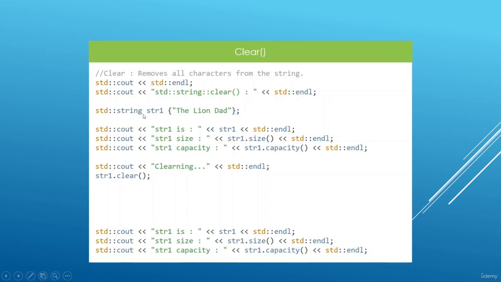We have an example here, str1, which is a string, and the content is the lion dad. We're going to print the size and capacity information, and we're going to clear it or clean it up. We do that by saying str1.clear to call the clear behavior or function on our std string here. After that, we're going to try and print it out. We're going to see that it has nothing inside. The size is going to be 0, but the capacity is going to stay the same. That's what we're going to see, and this is really what the clear behavior does.